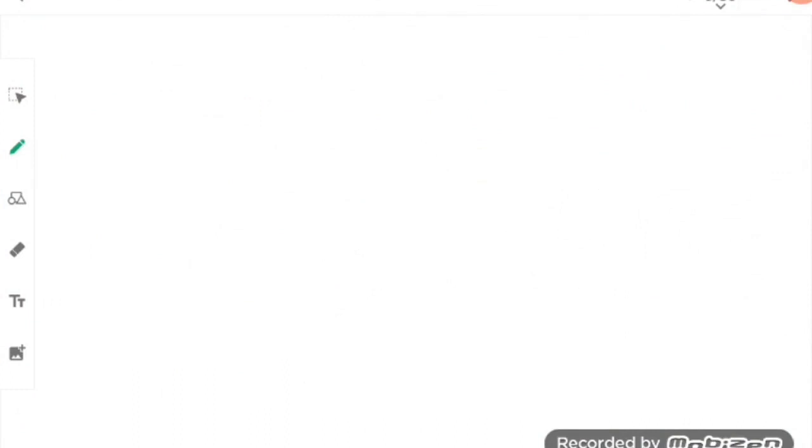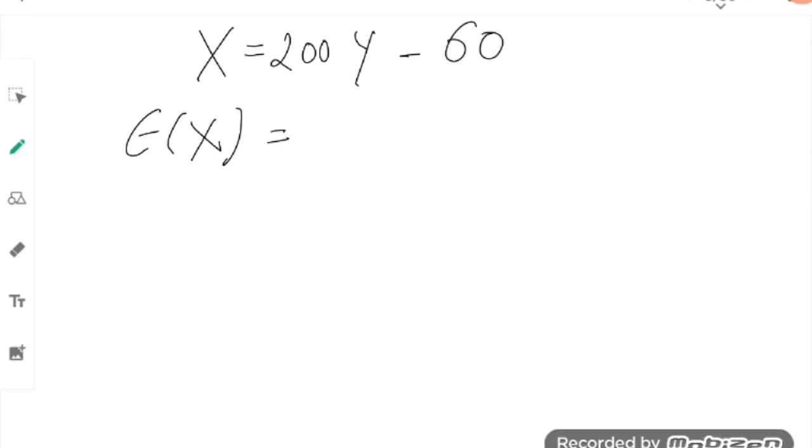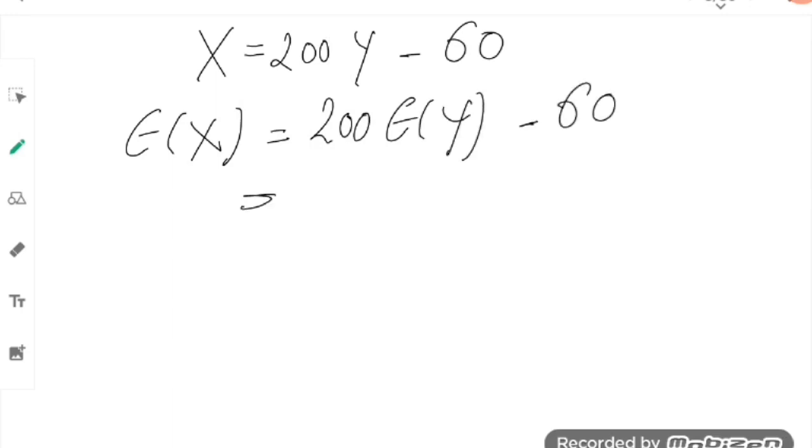We have x is the profit, 200y minus 60, and we need to find the expected value of x. Applying the properties of the expectation, this will be 200 times the expected value of y, minus 60. The expected value of y was 2 divided by 3. So 200 times 2 divided by 3 minus 60, and then we'll find the value.